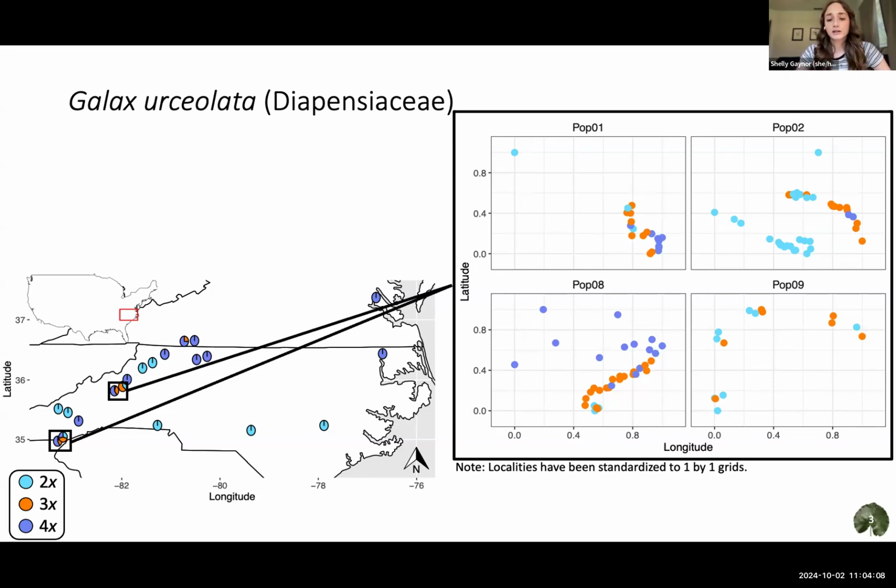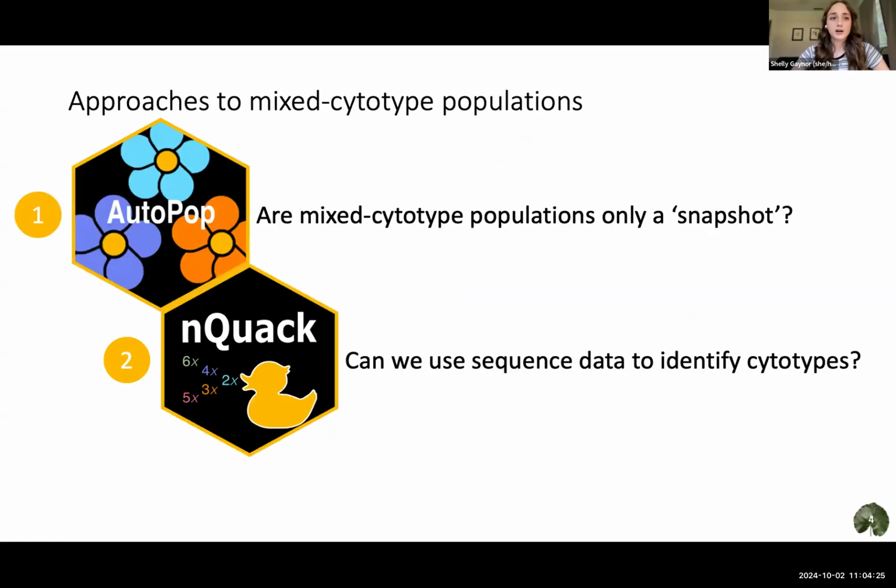And this really has motivated the softwares and the methods that I'll show you today, because I wanted to know, could these actually persist, or was this only a snapshot? And I also did a lot of flow cytometry to create the graph you see here, so I wanted to create a tool to not have to do flow cytometry. So today I'll first be talking about AutoPop, which is asking that question if these mixed cytotype populations are only snapshots. And then I'll talk about NQuack, where I try to leverage sequence data to predict ploidal level.